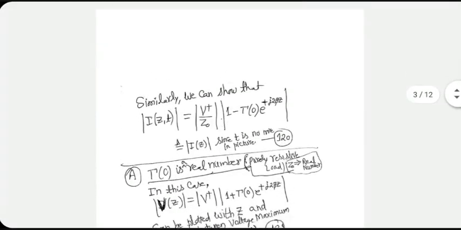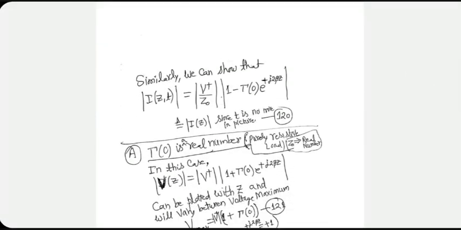Similar operation on the current equation will lead me to this. The magnitude of I(z,t), which I am going to call the magnitude of I(z), is given by the magnitude of V plus divided by Z naught, and the magnitude of 1 minus tau 0 e to the power plus 2j beta z.